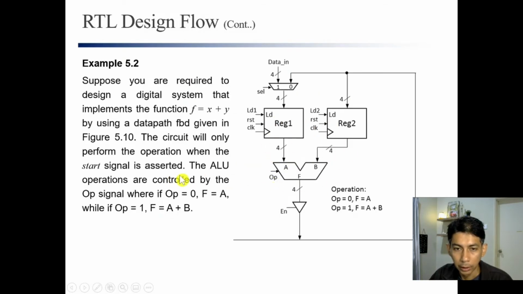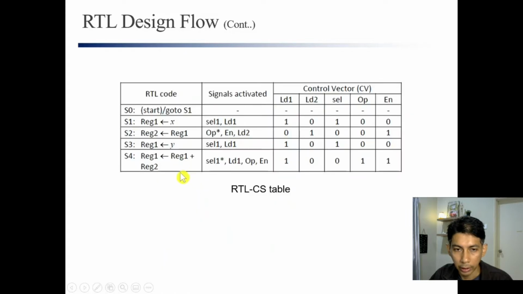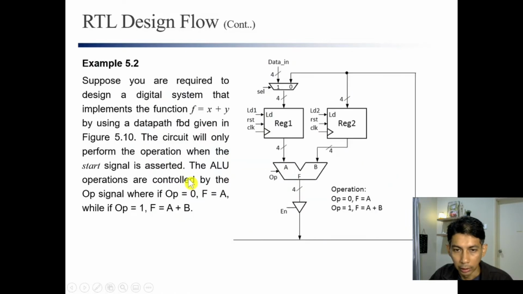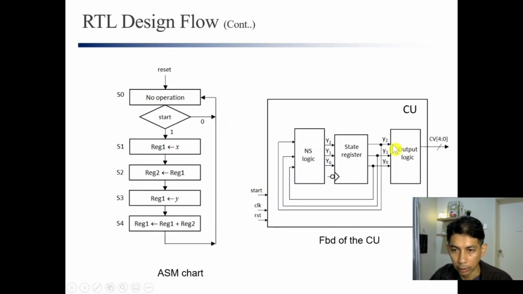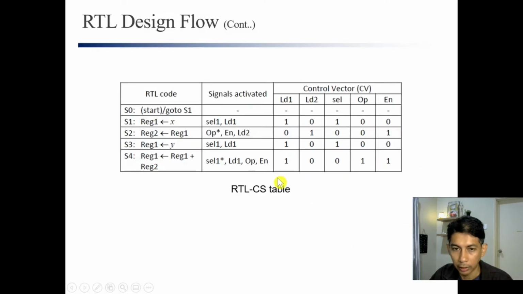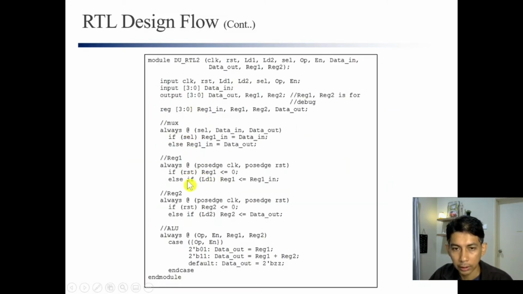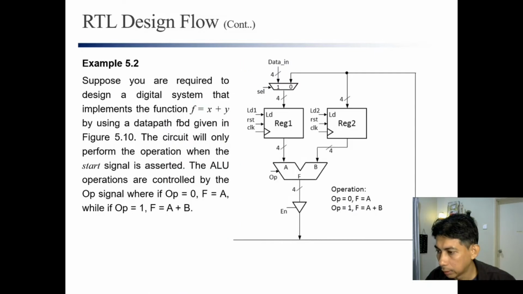So now let's try to write the code to describe this circuit first, before we create the circuit, to describe the CU based on the RTL CS table. Okay, so let's do this first, the circuit.